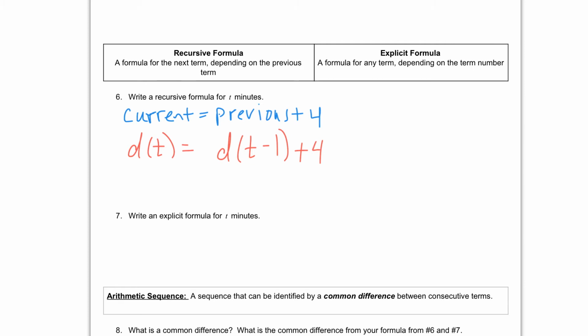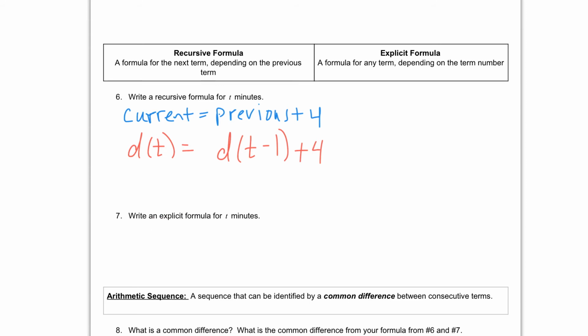But if we want to find something like the 200th term, instead of having to list all 199 before that, we can come up with a formula that would just let us plug in 199 and we would be able to tell the number of dots. And that explicit formula we have already created.